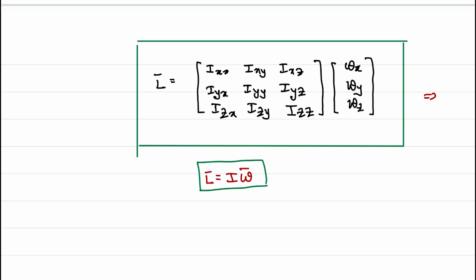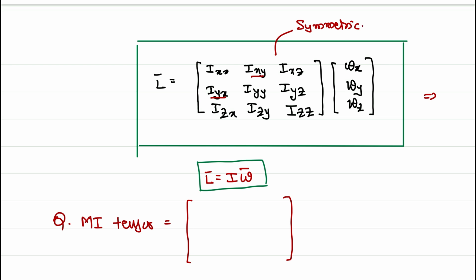Try to solve it. A practical question given in one of the examinations. The question is about the moment of inertia tensor. Tensor means, don't be afraid to know about the tensor. Tensor is nothing but a matrix, a symmetric matrix. You see Ixy and Iyx both are the same. It is a symmetric matrix. Please try to understand.